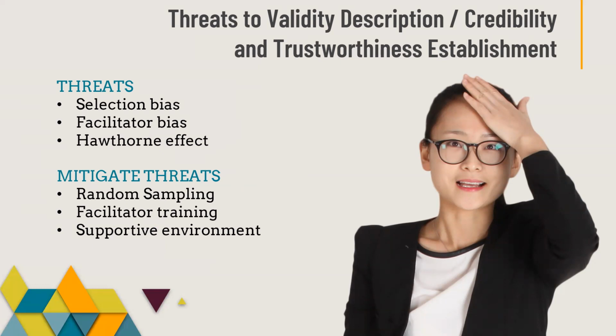So to mitigate potential threats to validity of the study, the researcher will employ various strategies such as random sampling techniques to guarantee a representative sample. They can implement a detailed training process for the facilitators to minimize the experimenter bias, and then create a supportive and non-judgmental environment to lessen the Hawthorne effect.